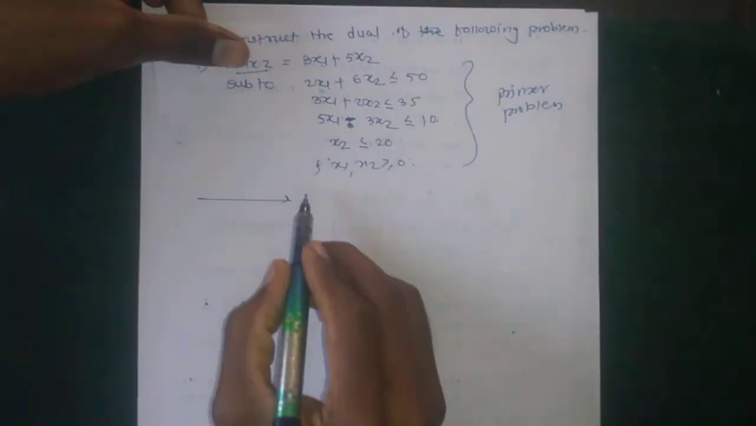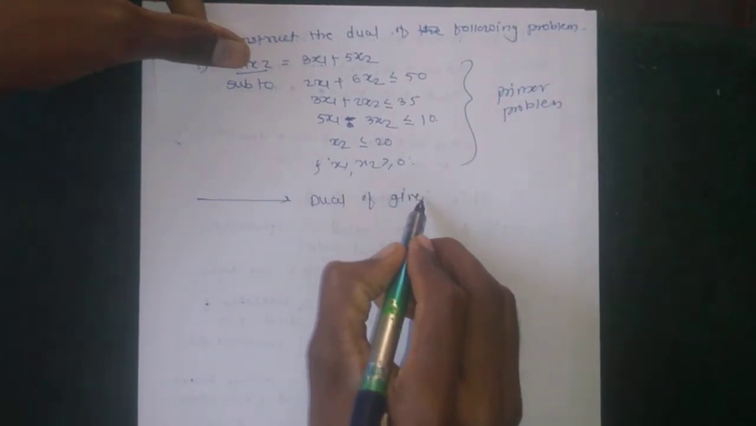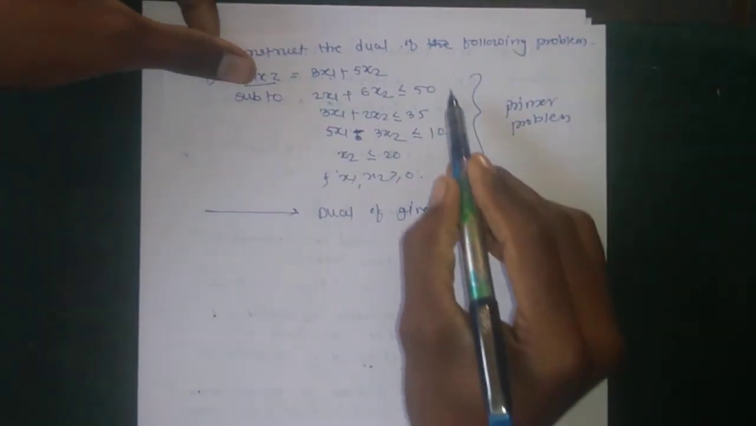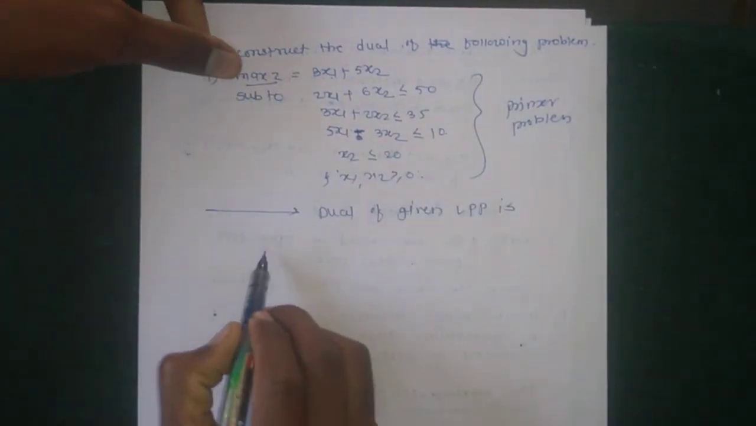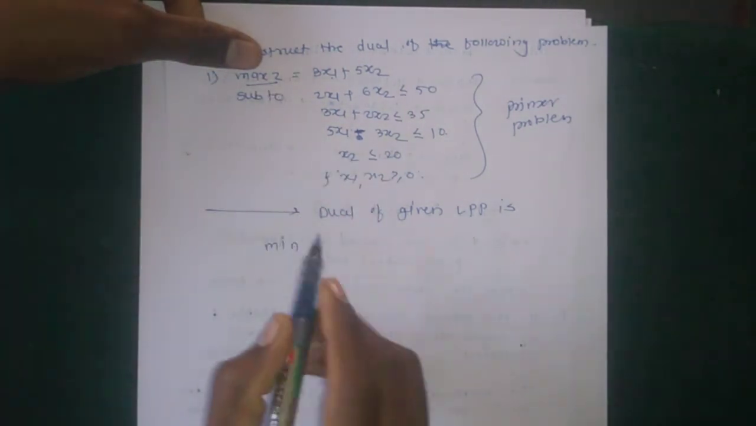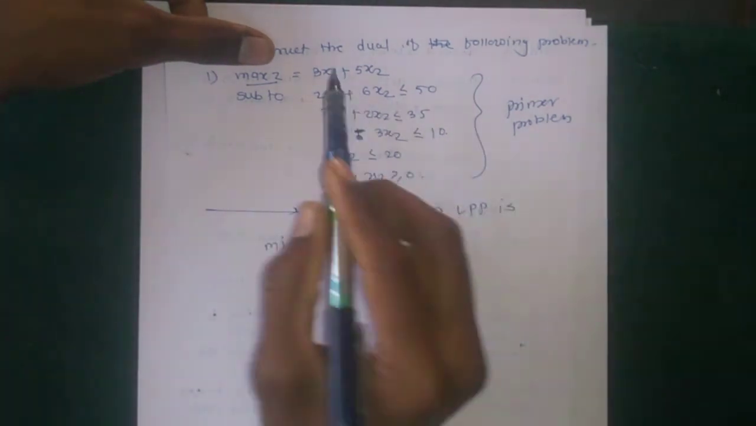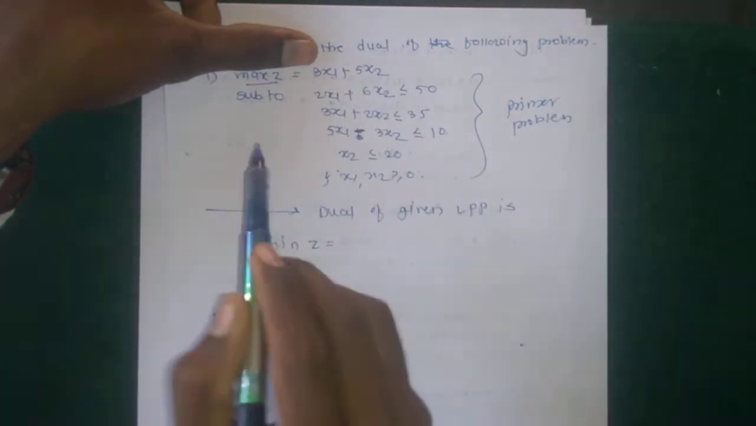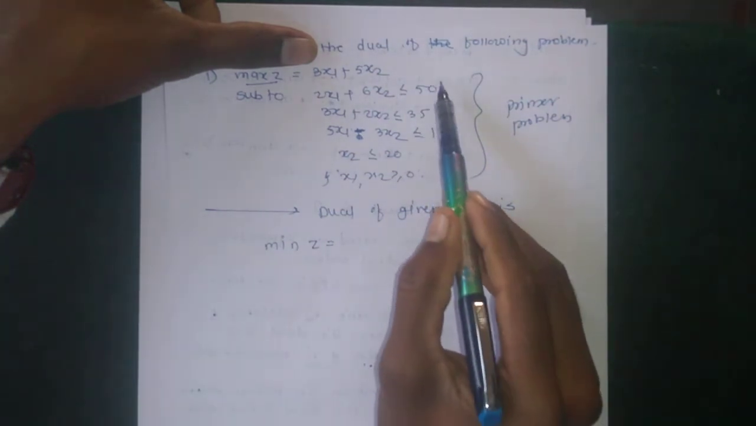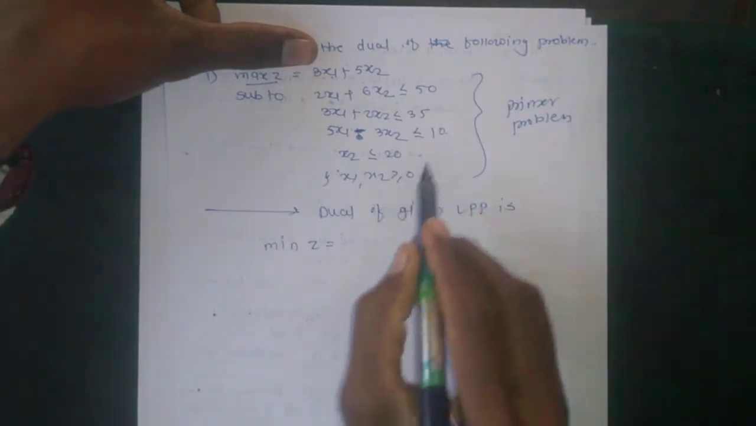So the dual of the given LPP is: write in the objective function minimize z. Here the function is maximize z, therefore in its dual it is minimize z. So write all the RHS of the constraints in the objective function.